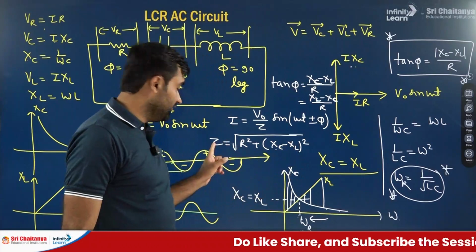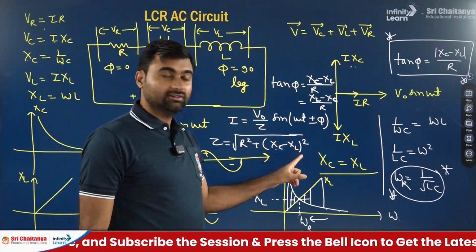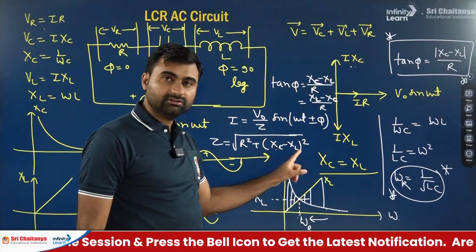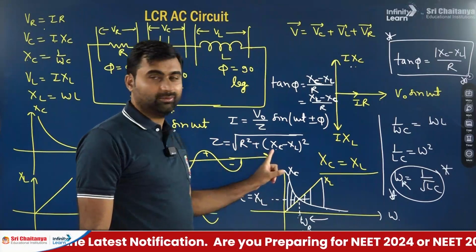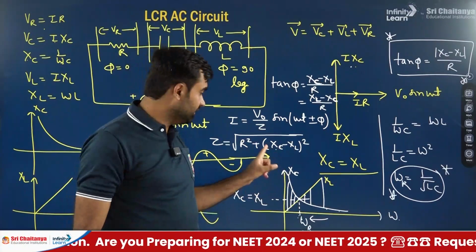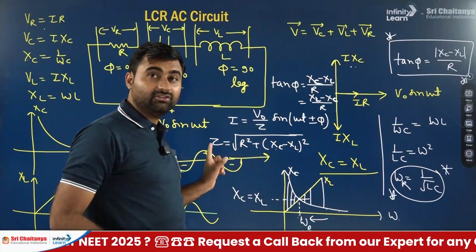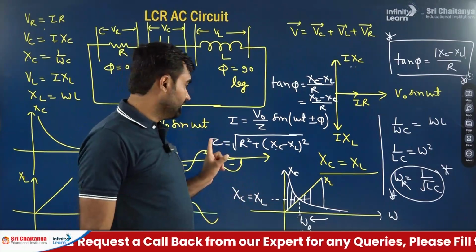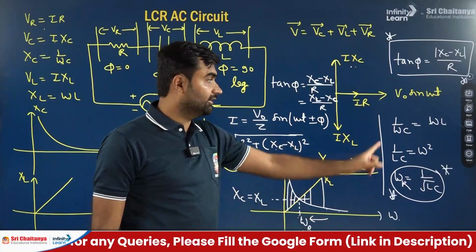So if they are equal, then this value becomes 0. If it is 0, then Z will be minimum. Why? Because it is squared, no? So this square value becomes 0, then Z will be minimum. Otherwise, in all cases, this square is non-zero. So something we are adding means Z will be more. So this Z is minimum when XC and XL both are equal.